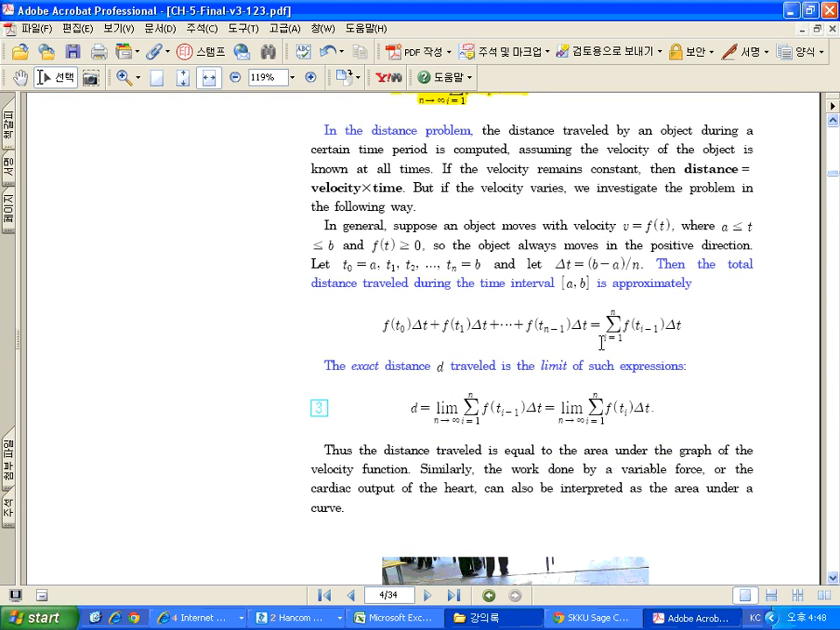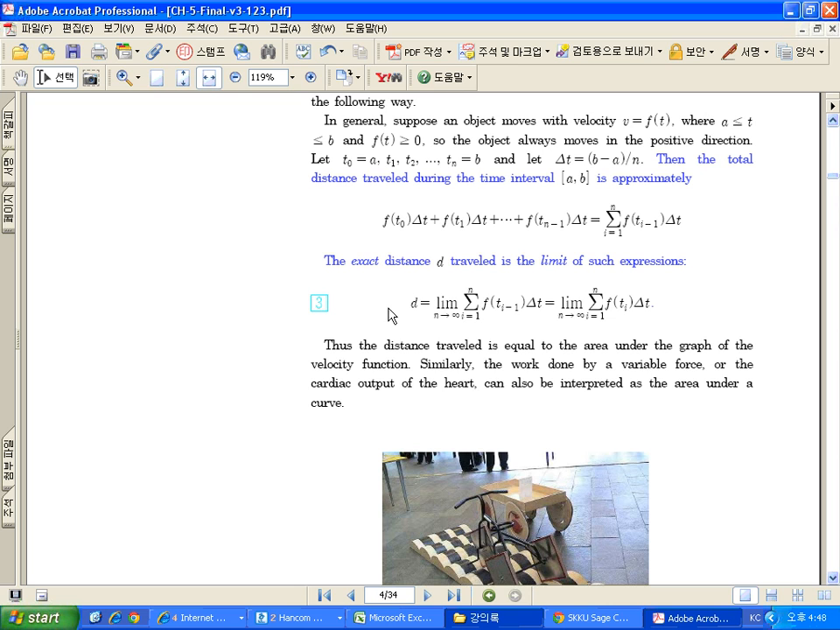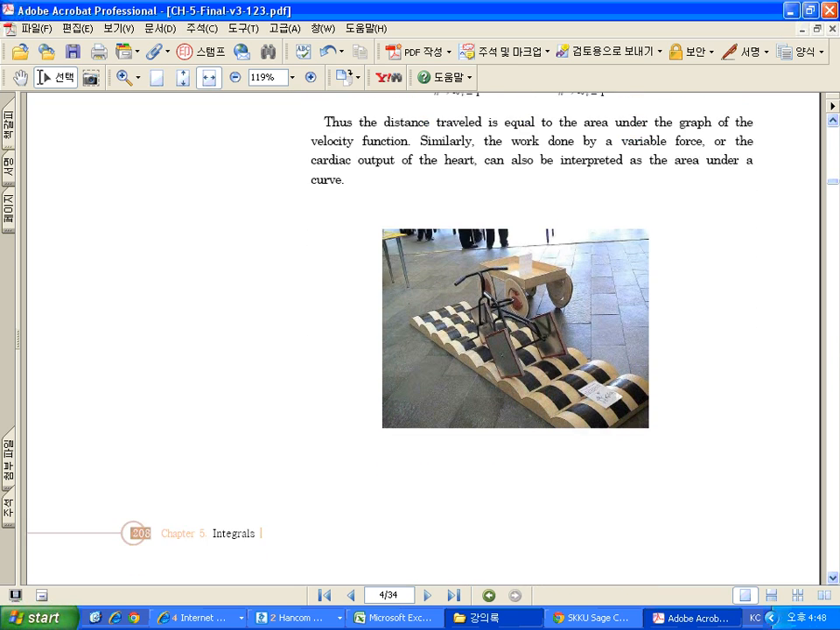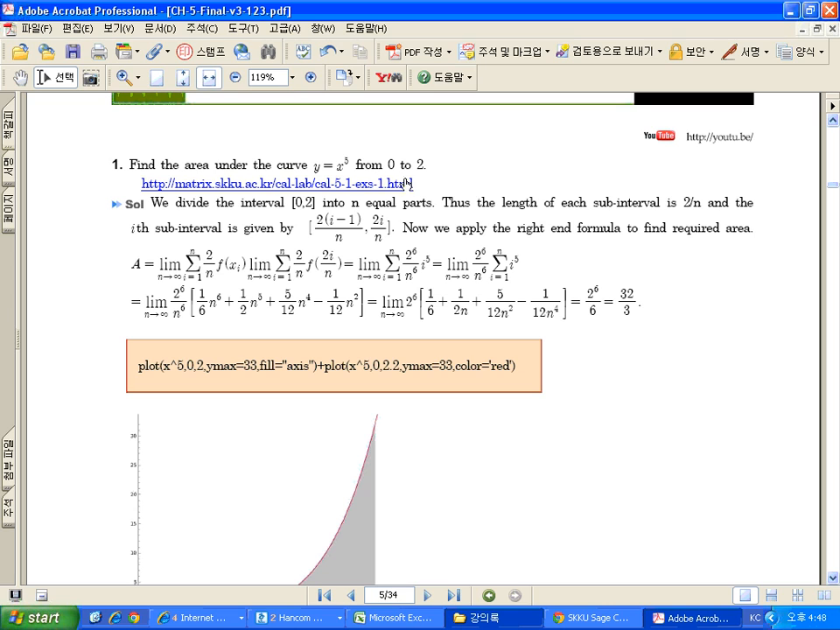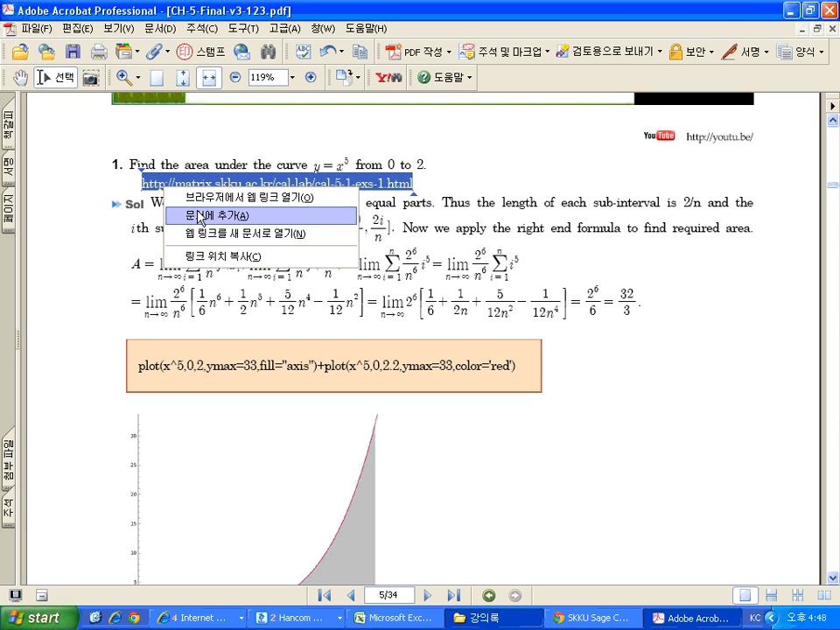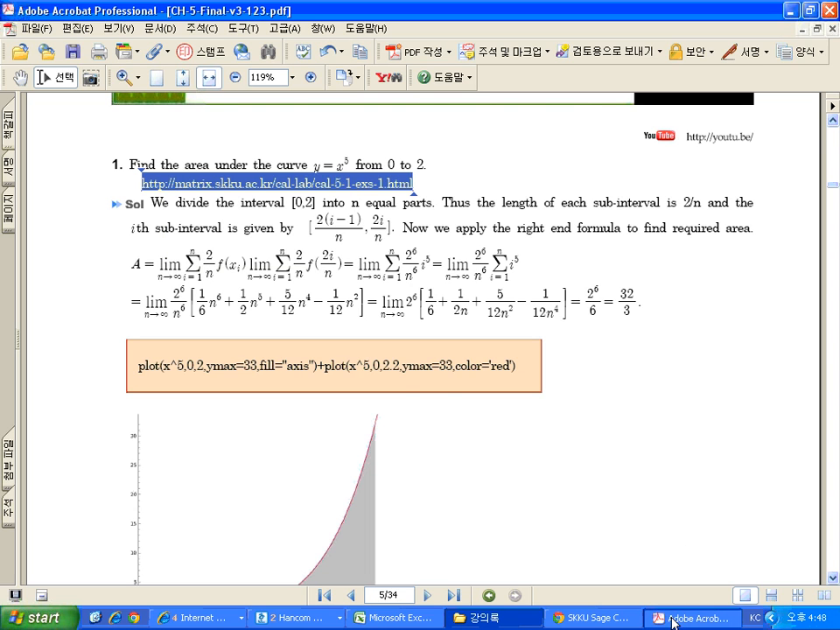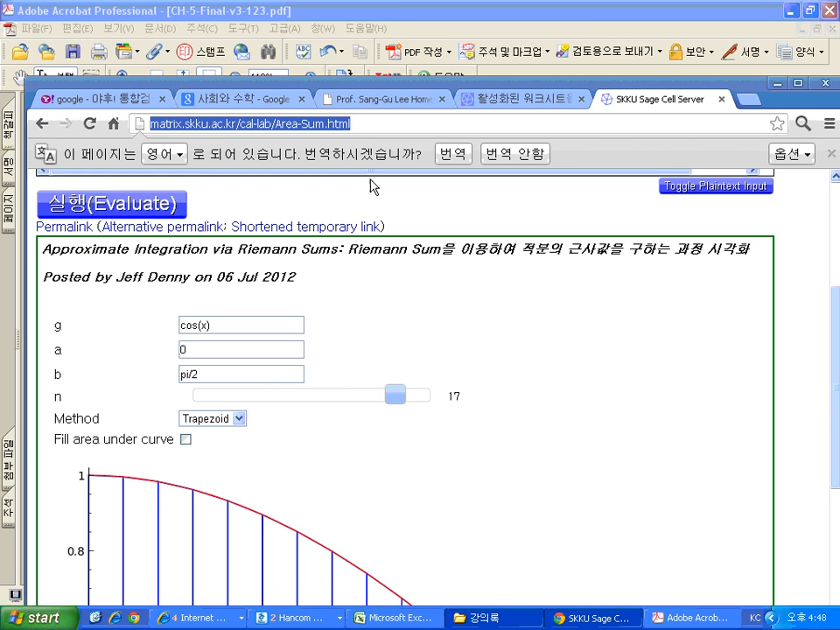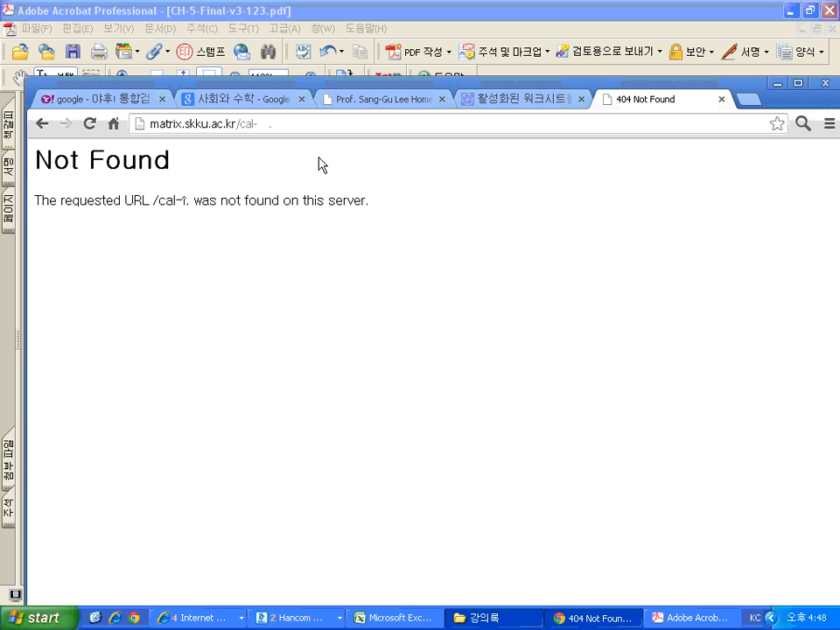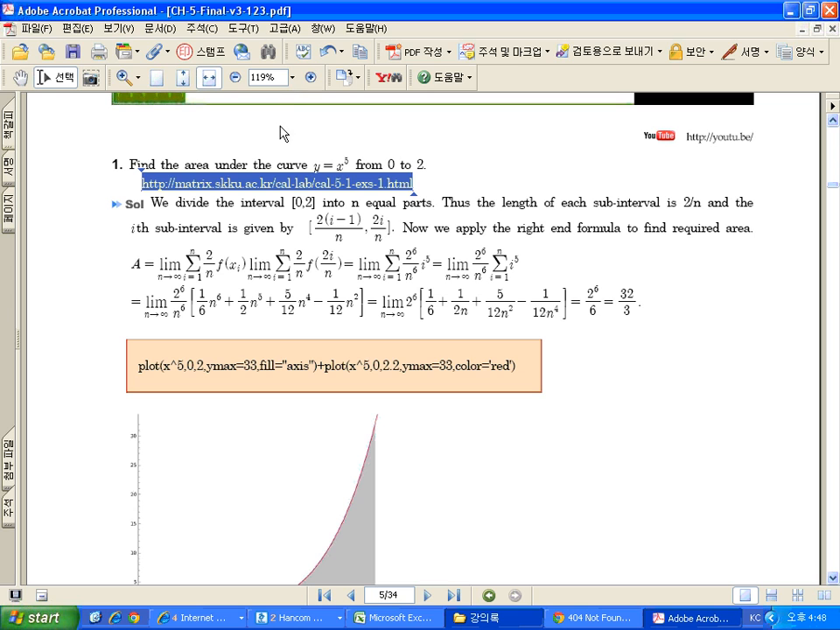Okay, so we can easily estimate those approximations. Here is what you can do on the exercise problems in chapter 5. Okay, here, Control V. Did I copy it right? No, did I copy it right? Here, the link.